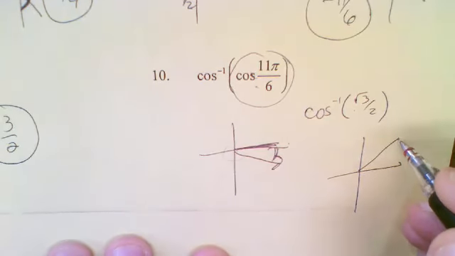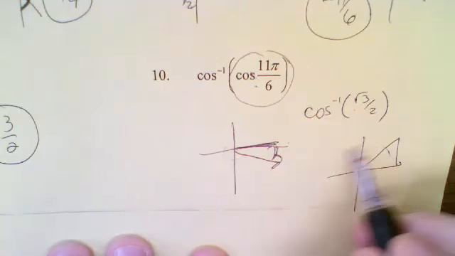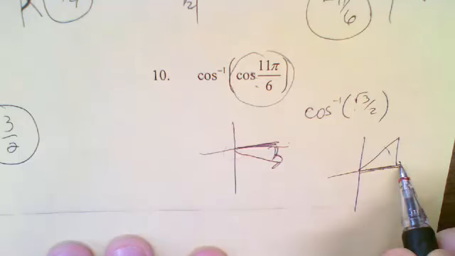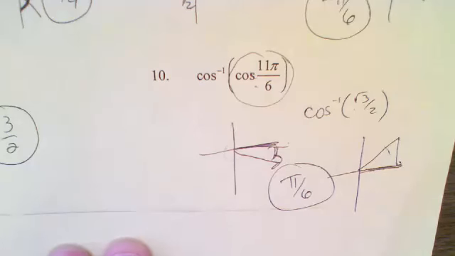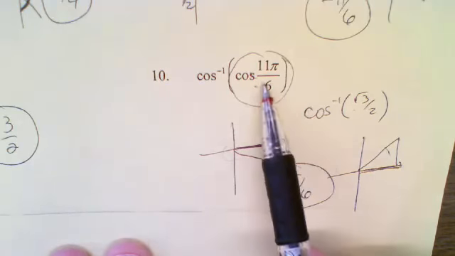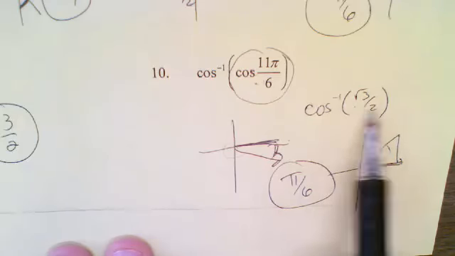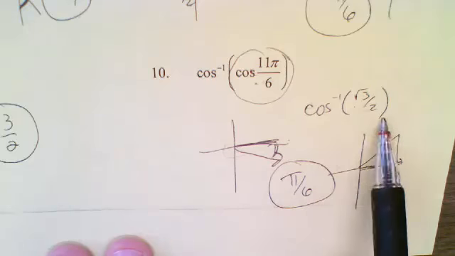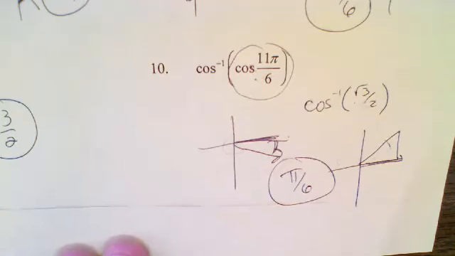Cosine is positive, and with my inverses, remember, cosine has to be between 0 and pi, so it's up here. What angle has a cosine of radical 3 over 2? Pi over 6. So you have to realize that even though this was 11 pi over 6, you get an answer for that. The cosine of 11 pi over 6 is radical 3 over 2. So now you have to draw a new picture. Inverse cosine is positive in the first quadrant. And so that's why we got pi over 6. So that's the front page of that.